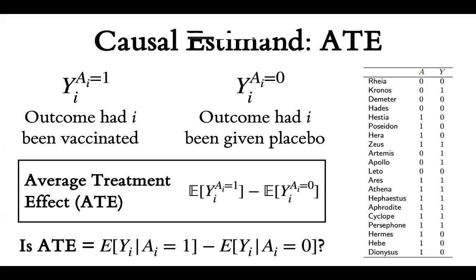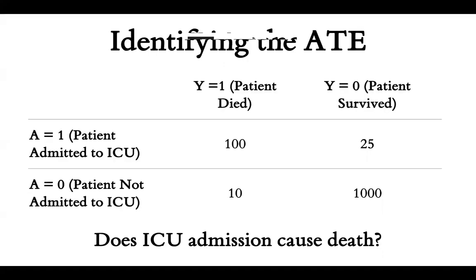subtract those two averages. This is easy to do, but is the ATE actually equal to the difference of these two observable terms? And the answer is that it's not always; that equivalence is not always true. And I'll motivate why with an example.